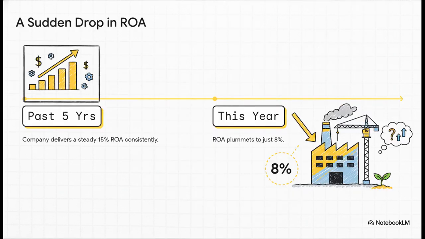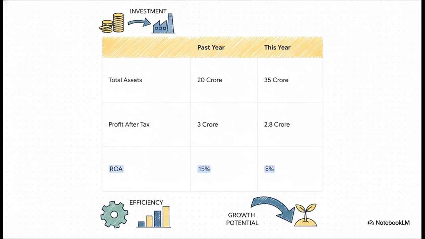Okay, let's make this real with some numbers. Let's say we have a rockstar company. For 5 years straight, it's been churning out a solid 15% ROA, like clockwork. Then this year, it plummets down to just 8%. Yikes. I mean, on the surface, that looks absolutely terrible, doesn't it? But wait a minute. Before we hit that big red panic button, we have to look for the story behind that number. So what actually happened?